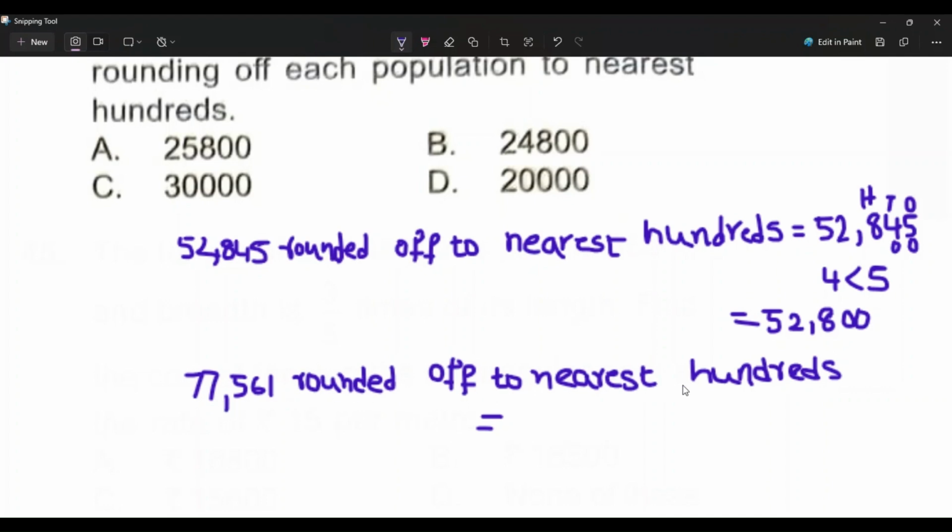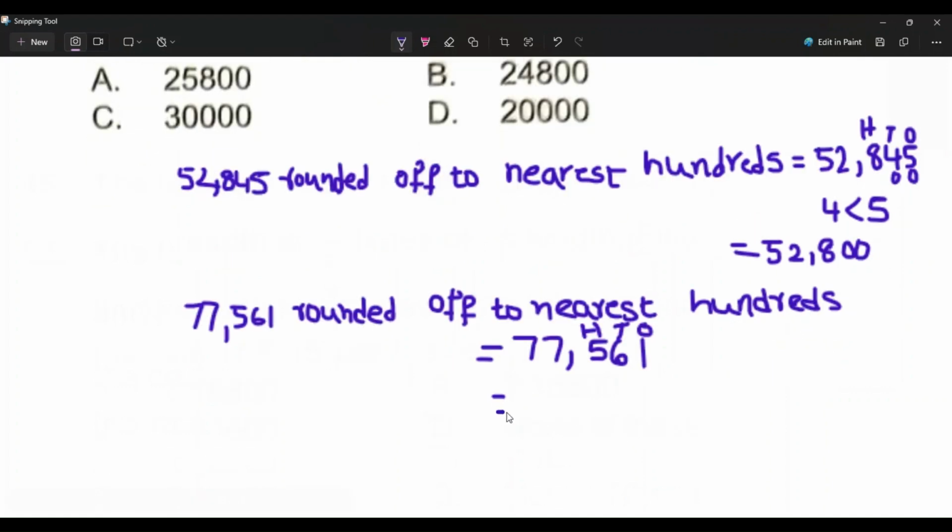77,561 is rounded off to nearest hundreds. Ones place, tens place, hundreds place. So let's compare tens place. 6 is greater than 5. Ones place becomes a 0. Tens place becomes 0. 1 will be added to hundreds place. So it becomes 5 plus 1, 6. 77,600.